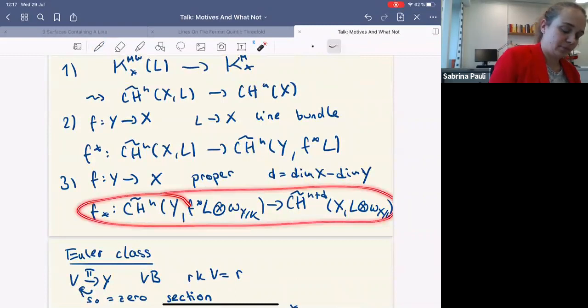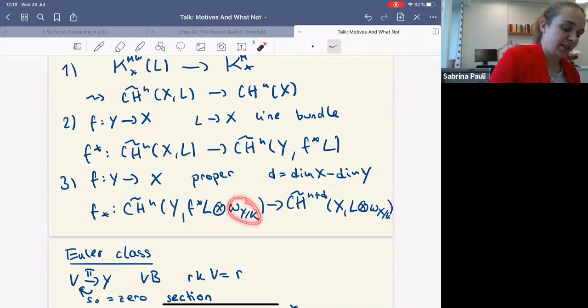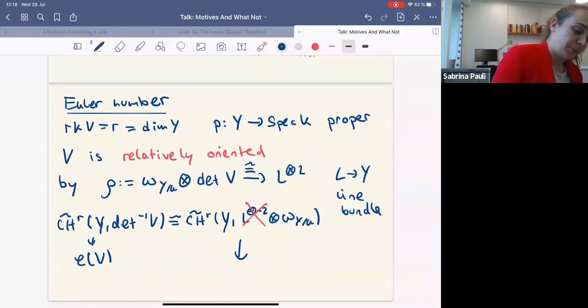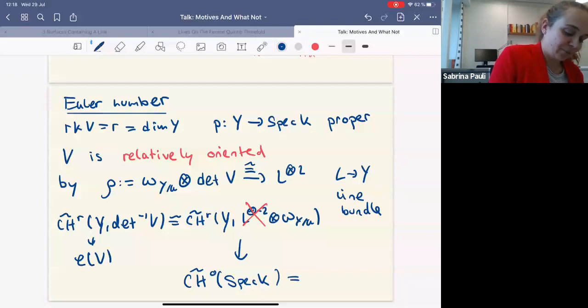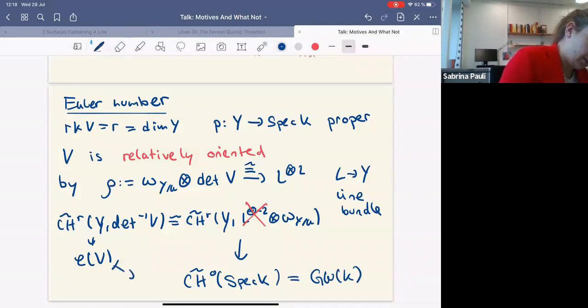this one here, because we already twisted by this guy here. And then where we land is Chow 0 of spec K, twisted by omega K over K, which is just nothing. And this is just the Grothendieck-Witt group of K. And I call the image of this Euler class in here, I denote it by N(V, rho), because it depends on this relative orientation, and I call it the Euler number.